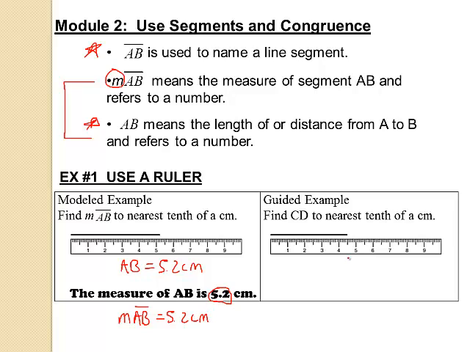So in this one, the guided example, again we measure. It says find CD's length to the nearest tenth of a centimeter. So we look at this and we see that it measures 4.5 centimeters. So again, the two different ways of putting the measurement, you could say CD's length equals 4.5 centimeters. Or you could say the measure of segment CD equals 4.5. It really doesn't matter which one, both indicate length, both refer to a number.